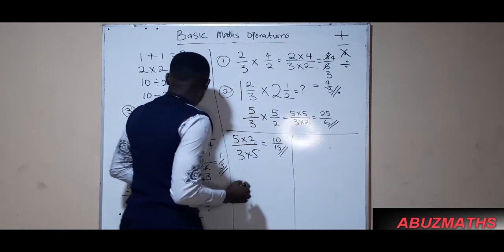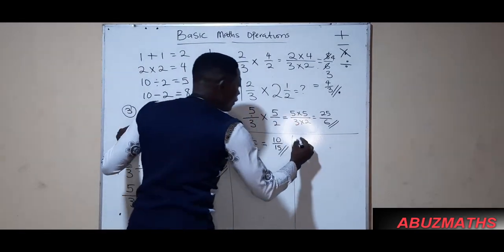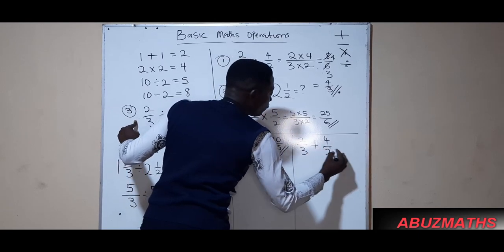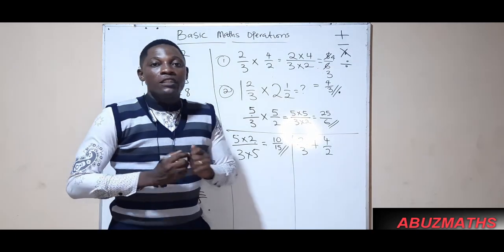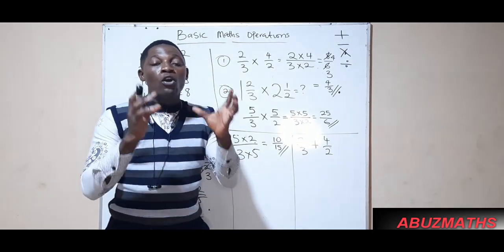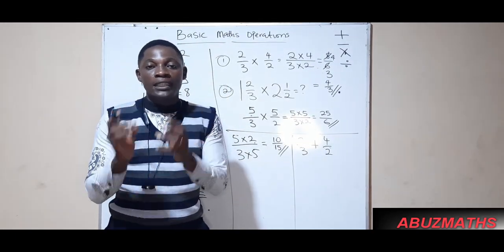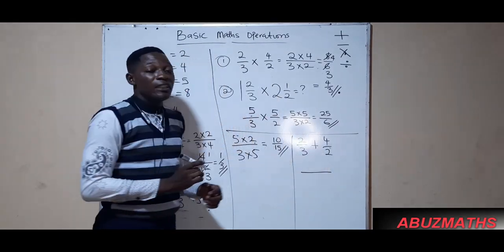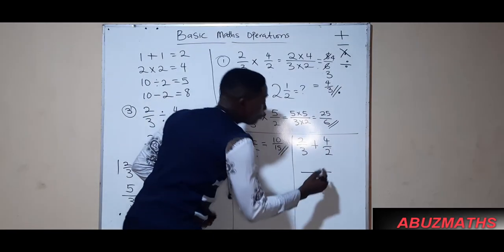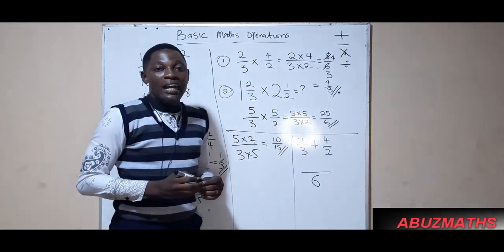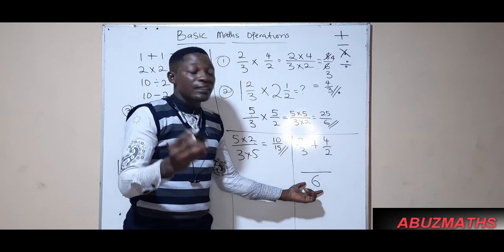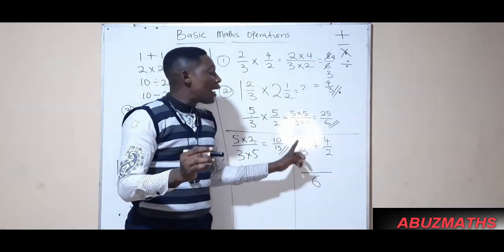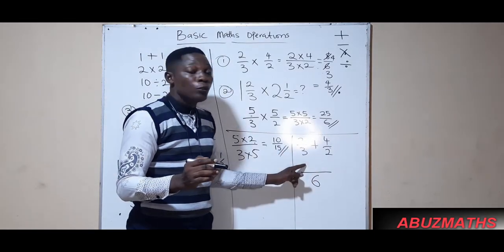Now for addition, let's use the same question we've been using before. So this is 2 over 3 plus 4 over 2. Now for addition, the first step is you have to look for the LCM of the denominators. Now for my question, I have 3 and 2 as my denominators, and the LCM of 3 and 2 is 6. Now after you get your LCM, the next step is you divide your LCM by your denominator, multiply the answer by the numerator to get your new numerator here.